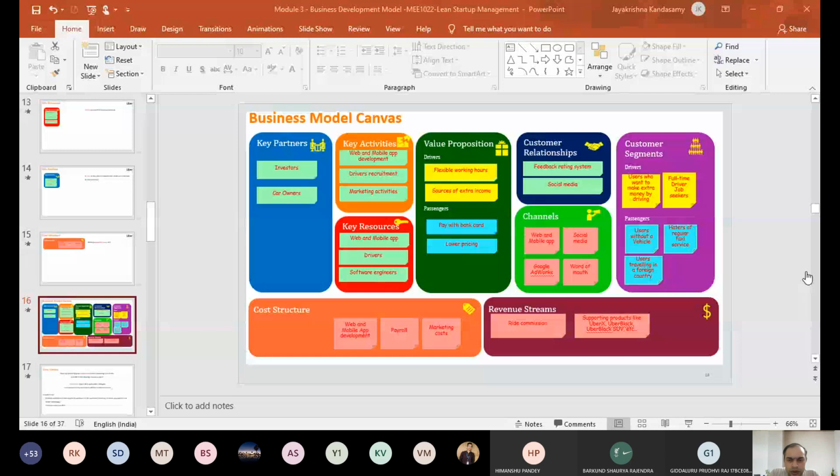So any other doubts and questions you have regarding this business model canvas? Because you will be doing this business model canvas and lean business model canvas for your review 2 as well as DA2. Okay.